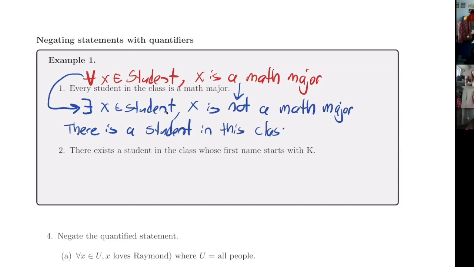There are several of you. Okay, so for example, based on what I know about this class, the original statement is false. Everybody is not a math major. The negation is true.